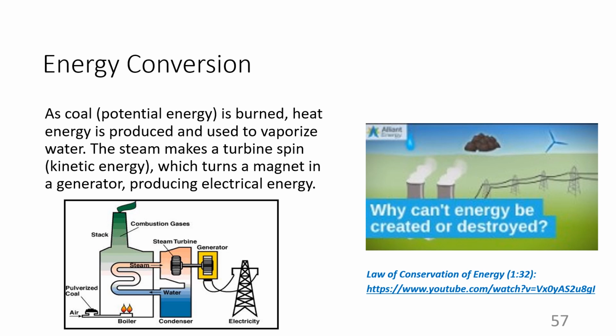The heat is used to take liquid water and boil it, turn it into steam or vapor water, and at that point, the steam is going to cause the turbine to spin. So now we've taken the heat energy and converted it to kinetic energy. From there, when the turbine is spinning, you're turning a magnet in a generator, and that produces electricity. And so you've now converted the kinetic energy into electrical energy.